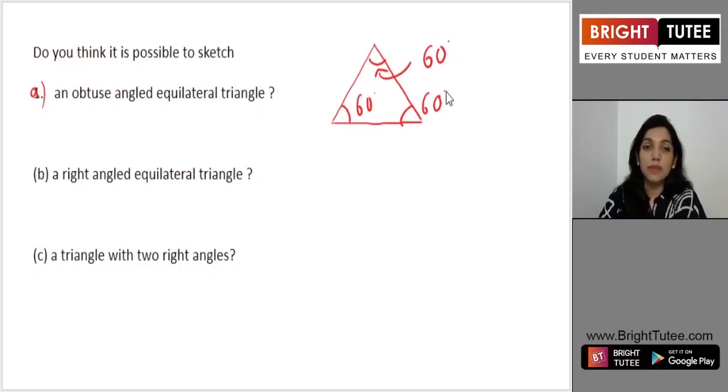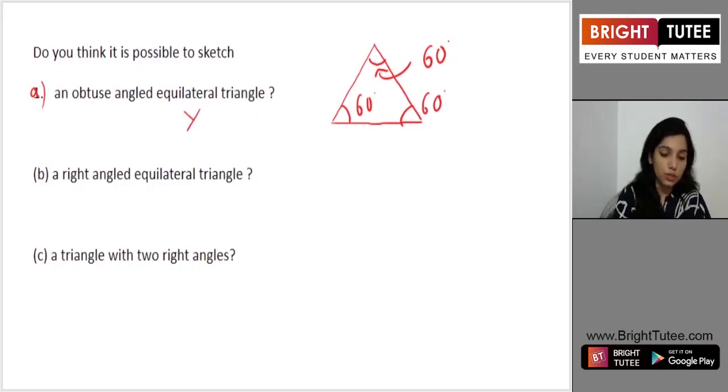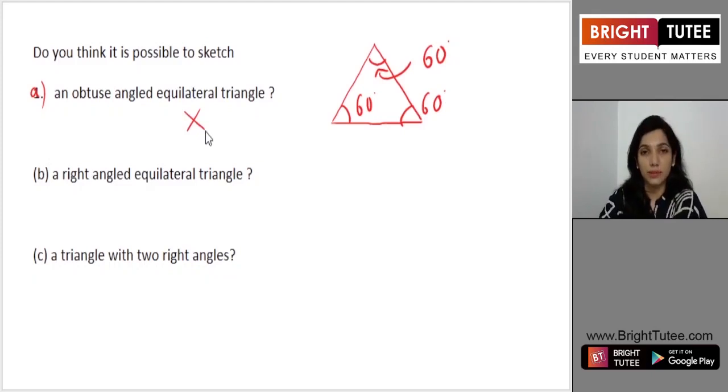Please make sure you remember that an equilateral triangle will always have all three angles measuring 60 degrees each. Because it says obtuse angle, it's not possible, because 60 is less than 90, so we cannot draw this particular type of triangle.